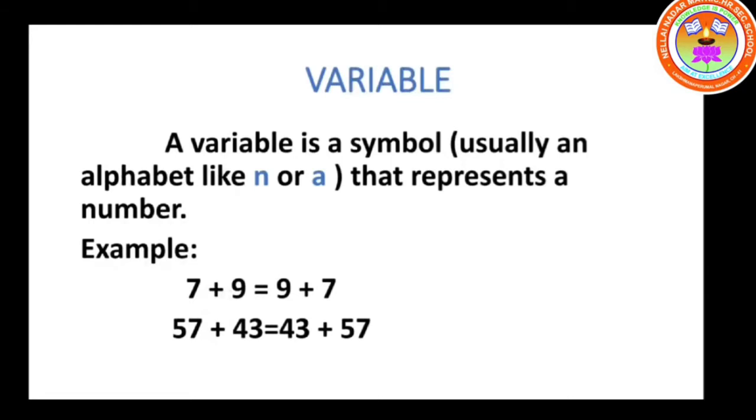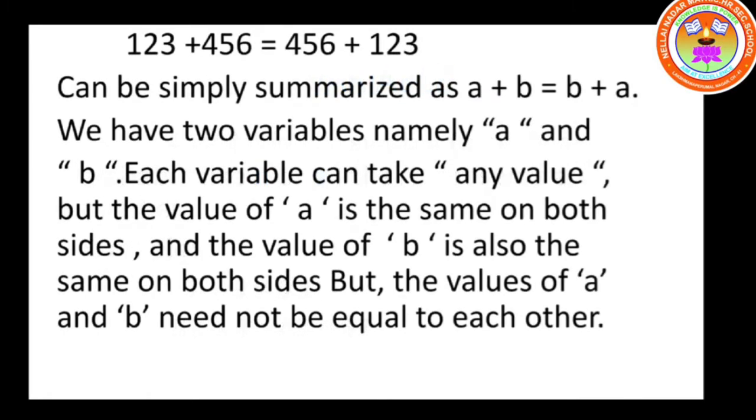Now let us move on to variable. What is a variable? A variable is a symbol, usually an alphabet like N or A, that represents a number. Understood, children? Example, you just see 7 plus 9, which is equal to 9 plus 7, just opposite. 57 plus 43 equal to 43 plus 57. Likewise, one more thing, 123 plus 456 equal to 456 plus 123.